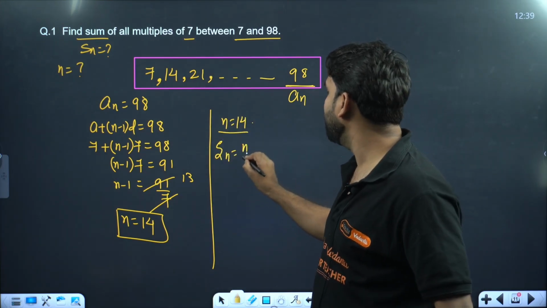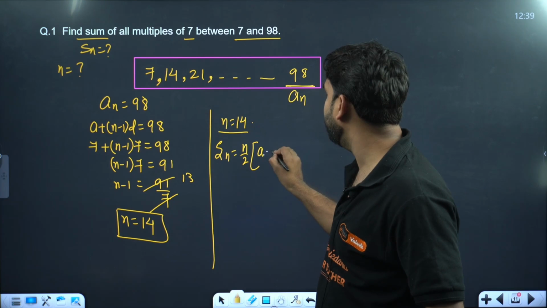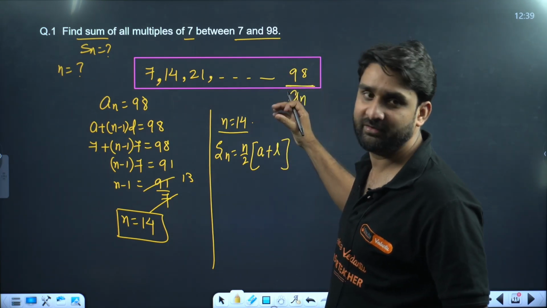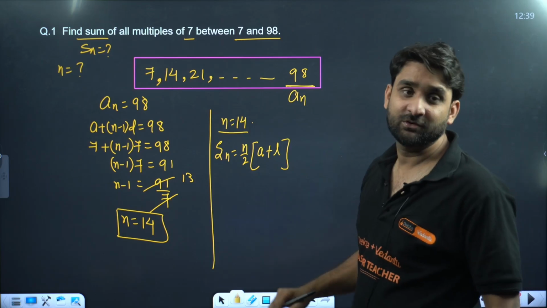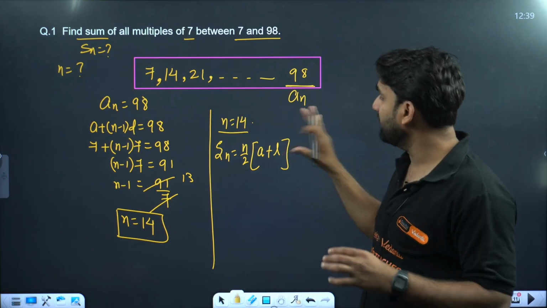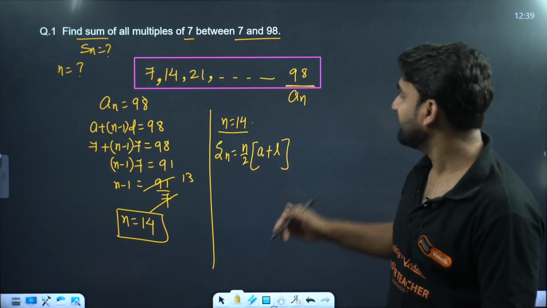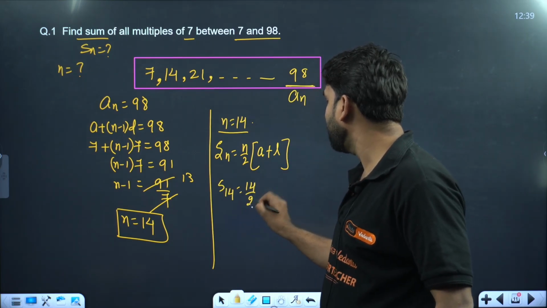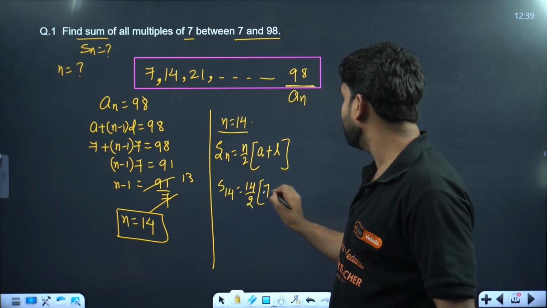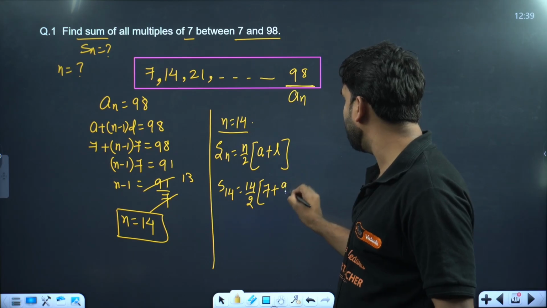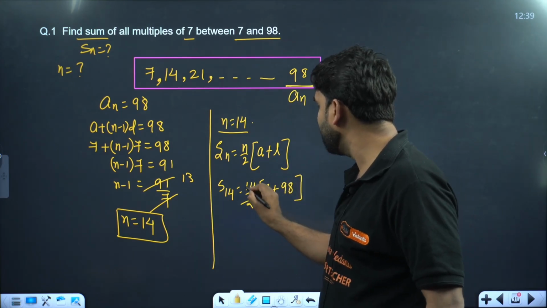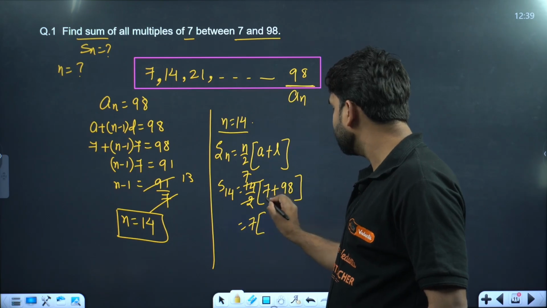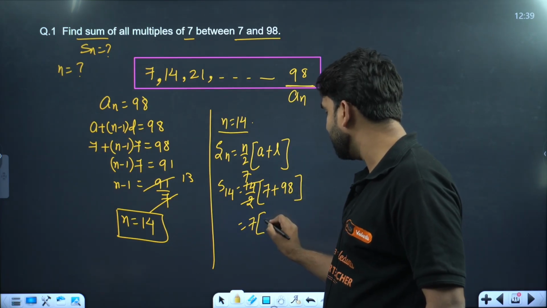And in this AP I will prefer the formula n by 2 times a plus l. Why? Because this AP is ending somewhere. This AP has a last term, so instead of writing that long formula, we can directly use this formula. So S14: at the place of n we write 14. a is 7, and l is 98. Now solve this. 2 will cancel this 14, giving 7 times 7 plus 98. 7 plus 98 will be 105.